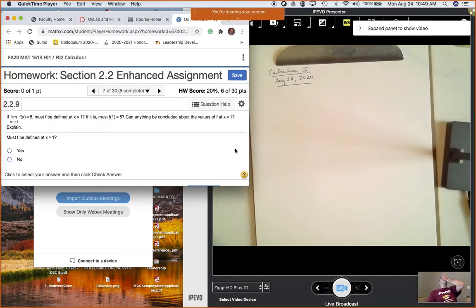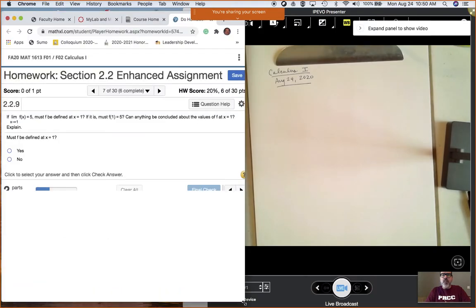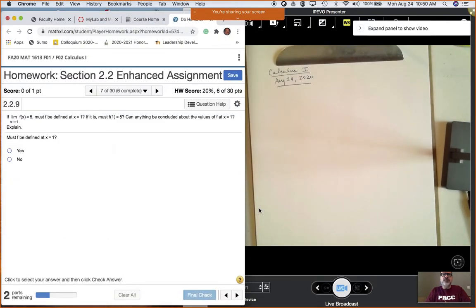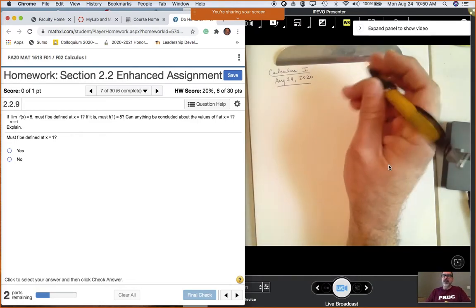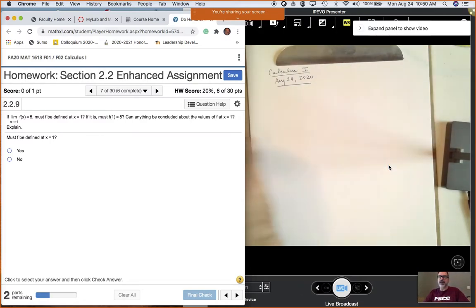Let's see, I think I've got open on the left side of the screen the enhanced assignment, and on the right side of the screen should be my video presenter where I can write notes.